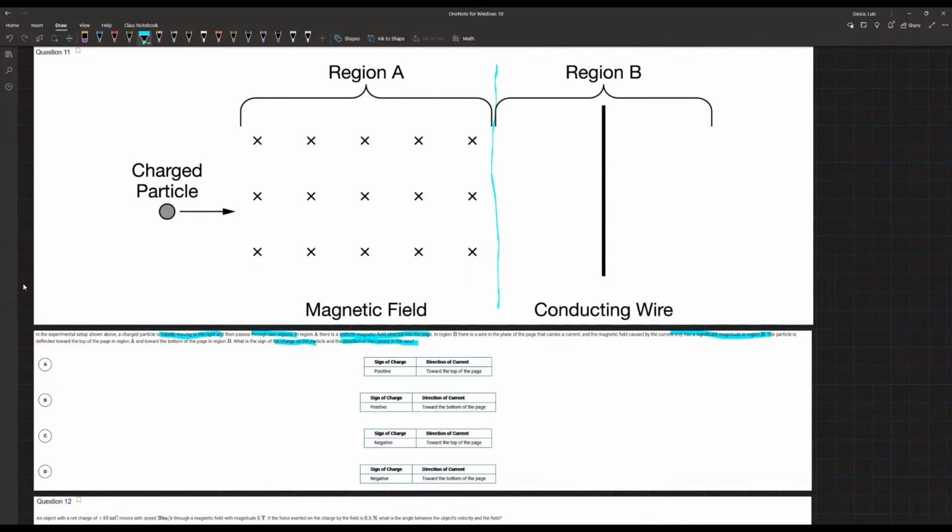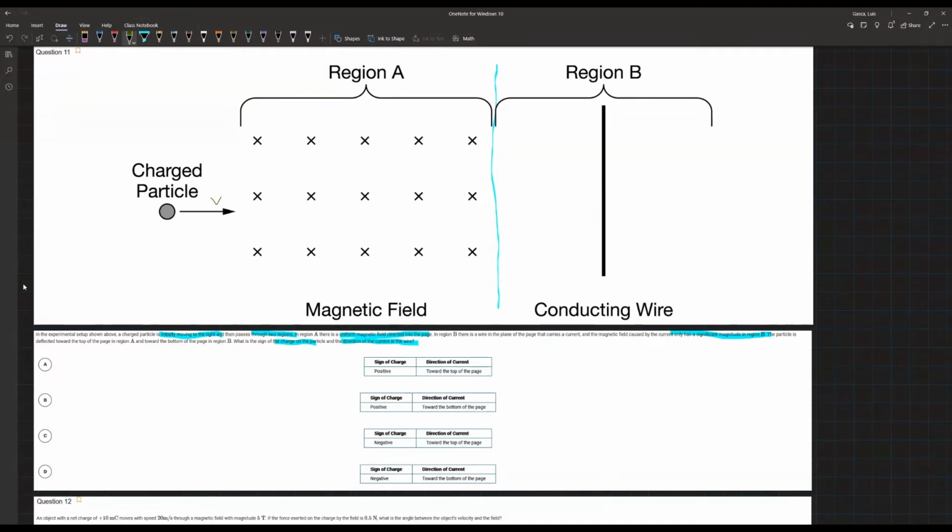Let's see here. So we have to play that game that we were doing in class today. We have a velocity in this direction, and we'll do the right-hand rule to see the direction for the force on a positive charge. And if that is the case, then we know that this is positive. If it is in the opposite direction of the right-hand rule, well, then we know that it's the opposite charge, a negative.